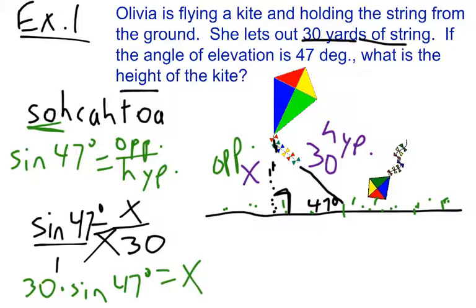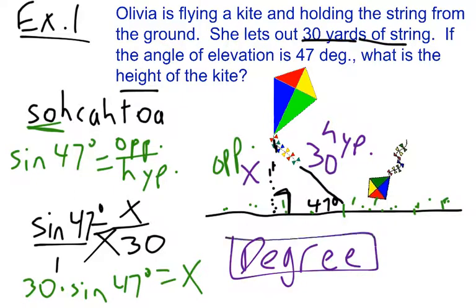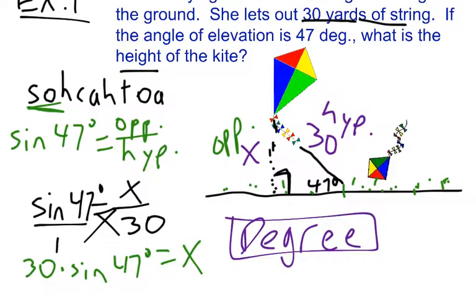I'm going to type that in my calculator. I'm going to make sure that I'm in degree mode. You have to be in degree mode. If you're in radian mode, it's going to be wrong every single time. And I got that x equals about 21.9 yards.